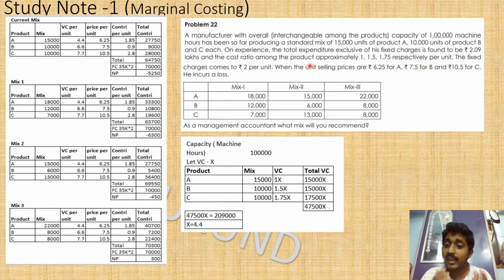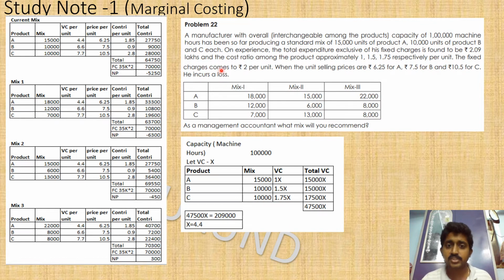So this is the variable cost ratio, because they have said the expenditure excluding the fixed charge. Which means they are talking about the variable cost. So the variable cost, they found, is 2.09 lakh as the total variable cost. And the cost ratio among the products is 1 is to 1.5 is to 1.75 respectively per unit.